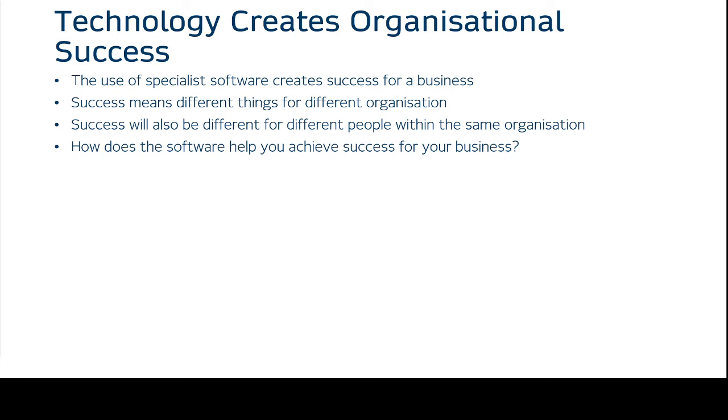So we're now looking at how technology creates organisational success. So how does technology create organisational success? The use of specialist software creates success for a business. Success can mean different things for different organisations, and success will also be different for different people within the same organisation. So how does software help you achieve success?